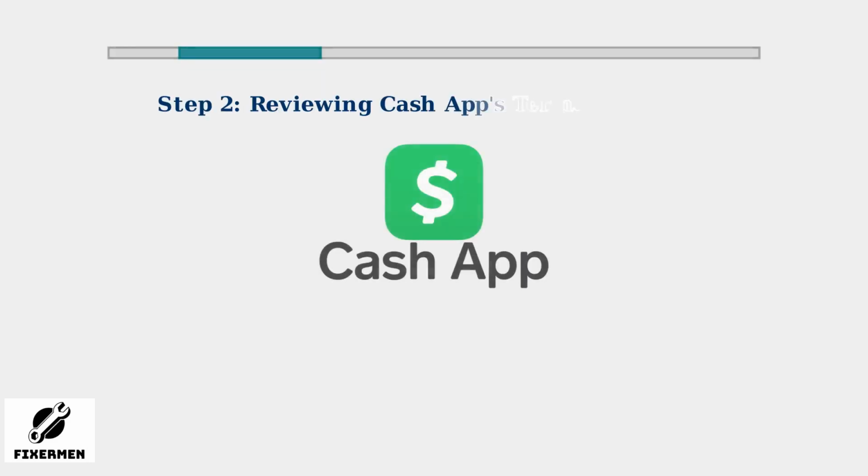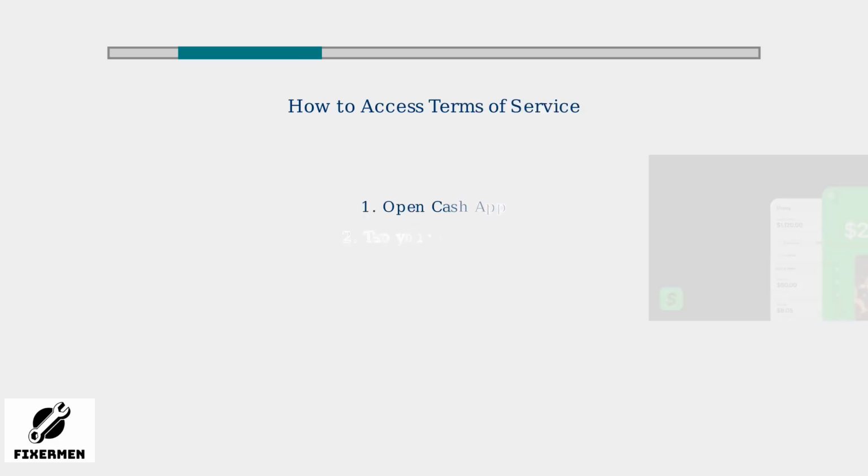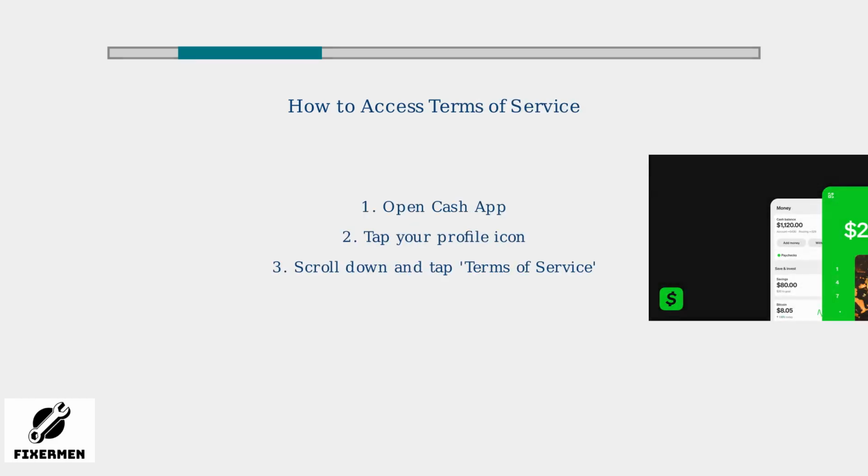The second step in resolving Error Code 2001 is to carefully review Cash App's terms of service. This document outlines what you can and cannot do with your account, helping you identify any potential violations that might have led to the restriction. To access the terms of service, open your Cash App and tap your profile icon in the top right corner. Then scroll down through the settings and tap on Terms of Service to read the full document.